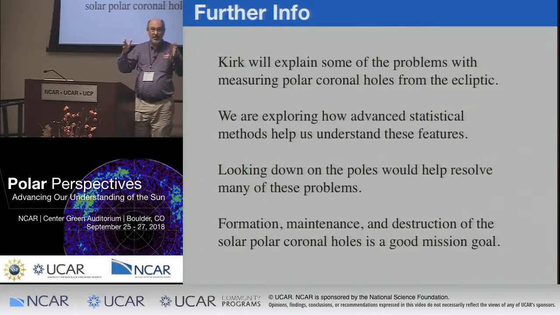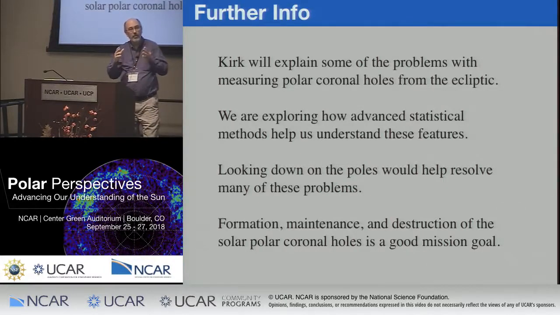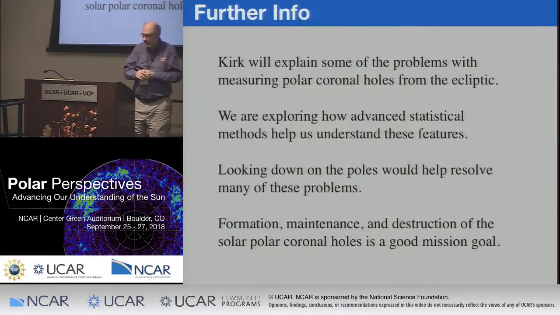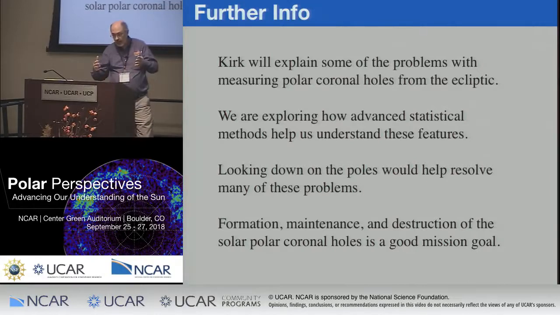Basically what we're doing is sitting here looking at the worst possible place on the sun and trying to figure out what's going on as a function of time as the corona intrudes and retracts, as it enlarges and gets smaller, and then you have the B0 effect, and everything you can think of can go wrong with the measurement of the polar coronal hole area. So looking down on it would be a big advantage. So the formation, maintenance, and destruction of the solar polar coronal hole would be a very good mission goal.